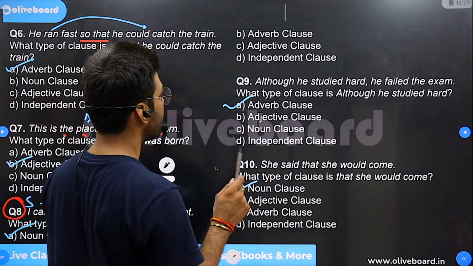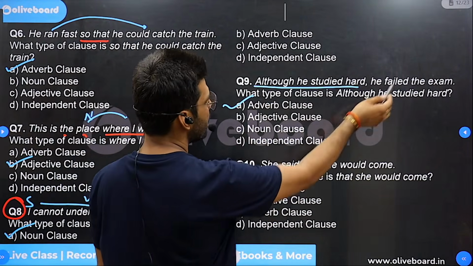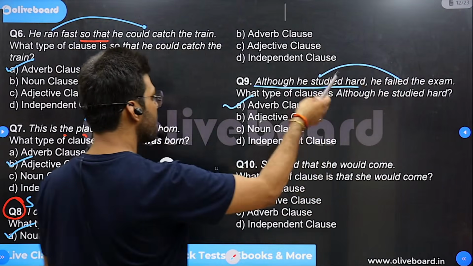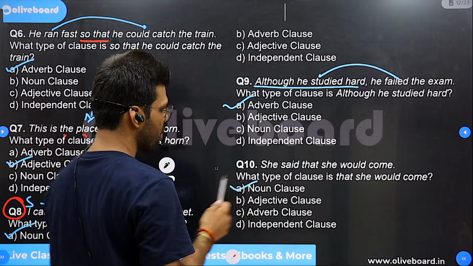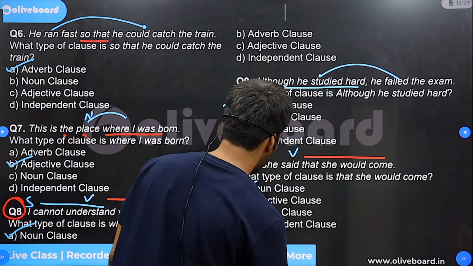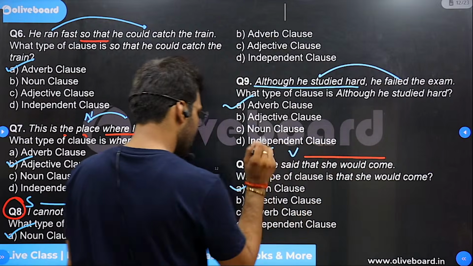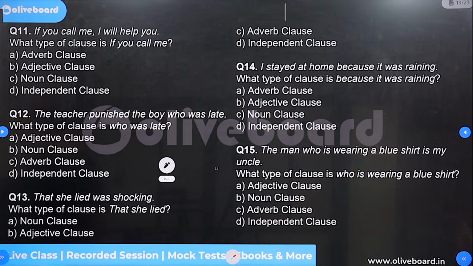Although he studied hard, he failed the exam. Although he studied, he failed. Although he studied. Modifying a verb, first of all, showing contrast. Adverb clause of contrast. And she, subject, said, verb. What did she say? She said this. The object has to be a noun or a pronoun. Doubts welcome.